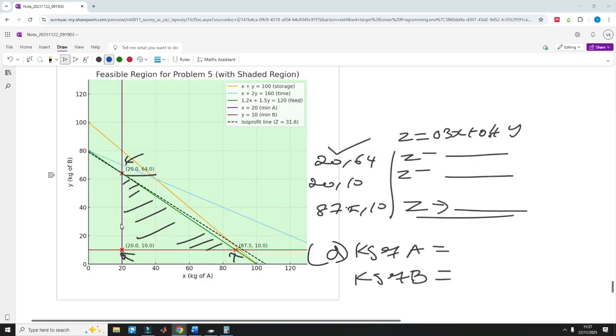If you know two equations intersect each other, from there you can identify the corner point by solving those two linear equations. And once you have the corner point, you calculate the corresponding z value, and based on the z value, you identify which point corresponds to the maximum z value. So that's the amount of A and B that you should produce in order to maximize your profit Z. Yeah.